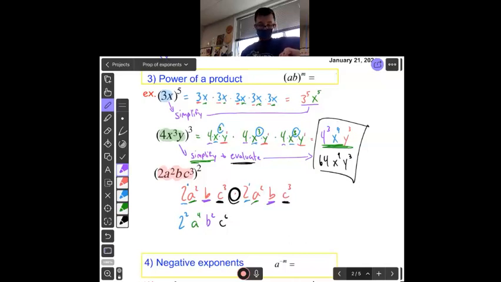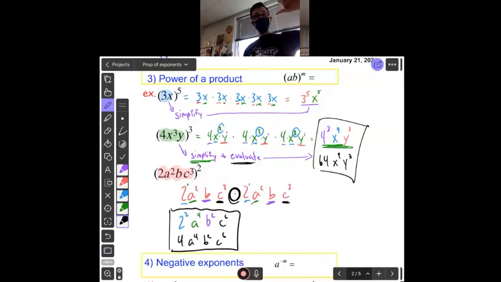If I asked you to evaluate that, you certainly should be able to. 4a to the 4th, b squared, c to the 6th. Simplify and evaluate. That's what we're expecting to see. Okay.